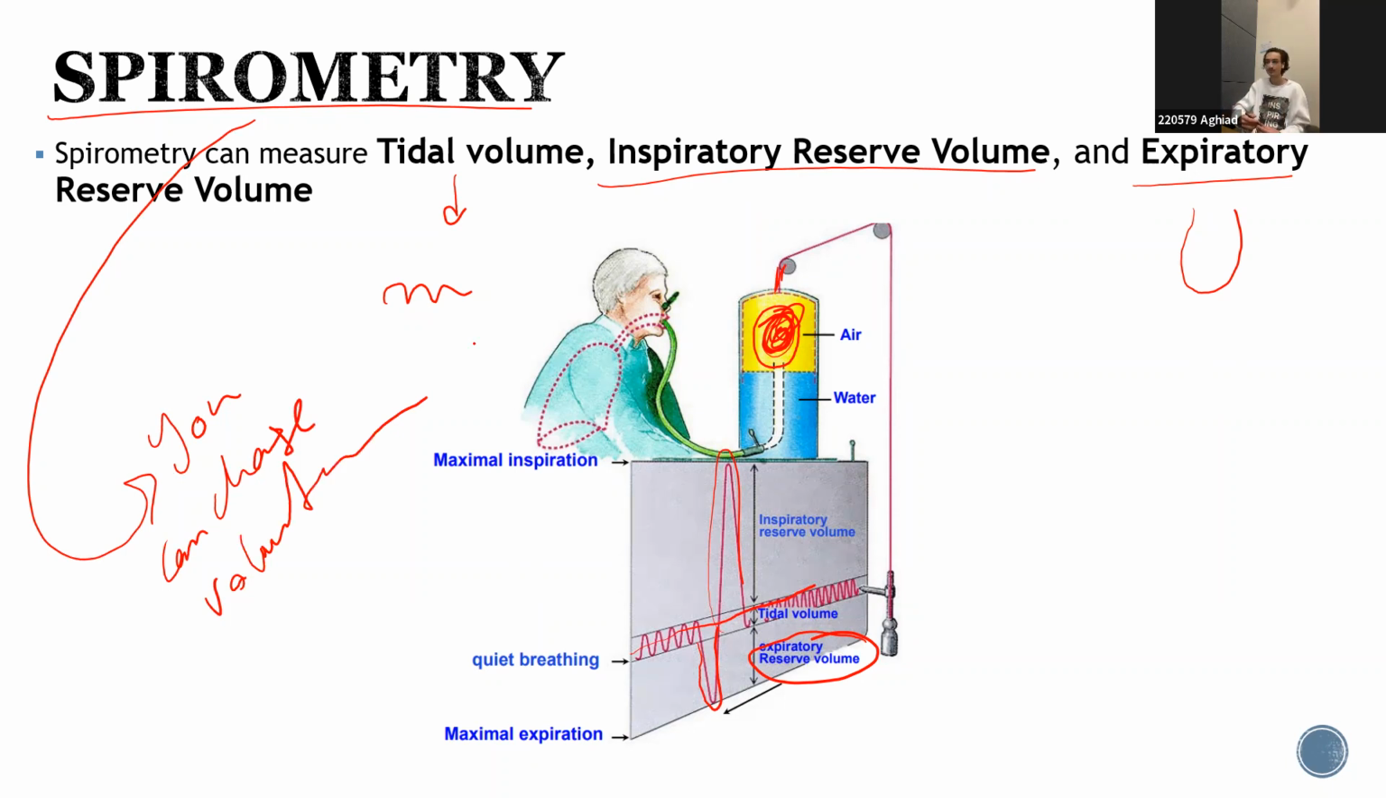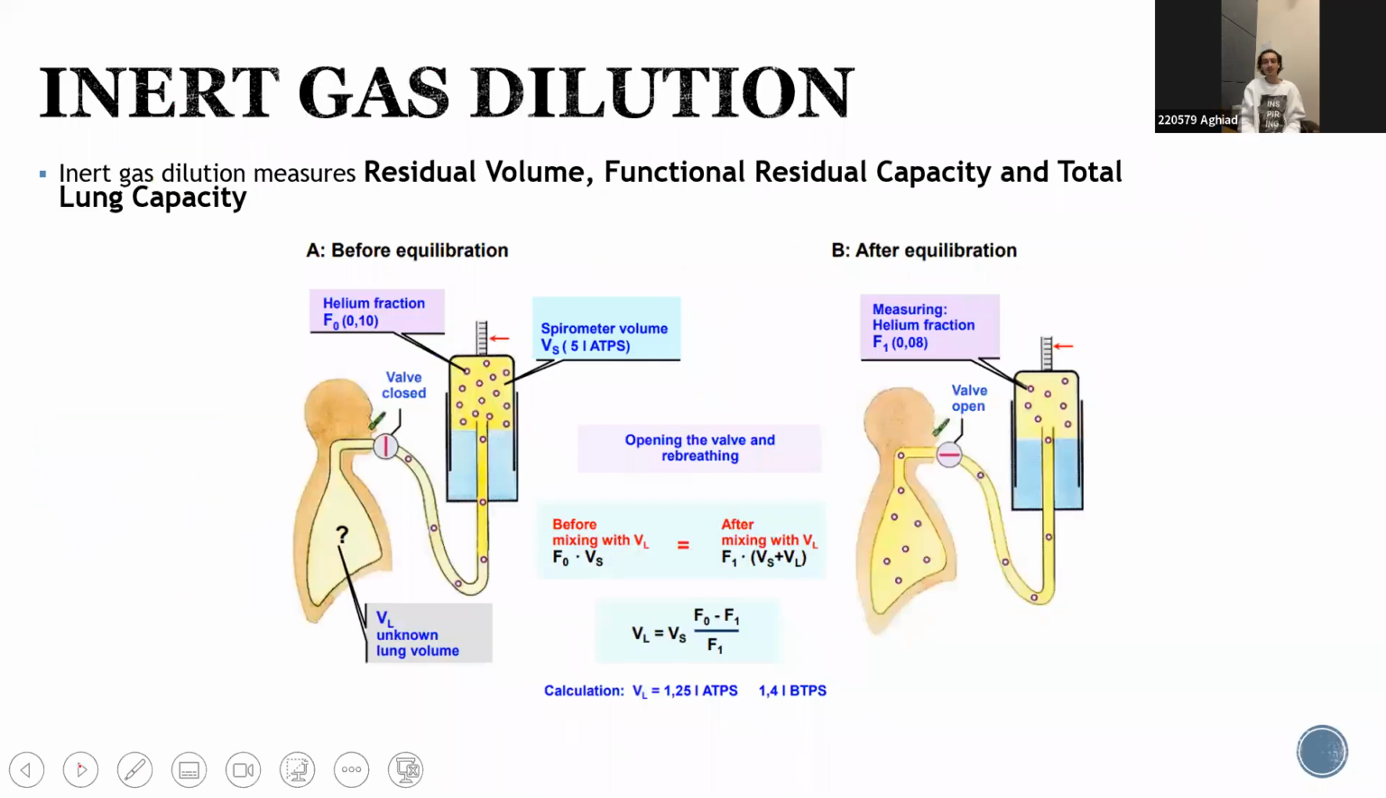But some of you should have asked, what about residual volume? How did we discover that? How do we get to know the amount of residual volume if we can never change it? We can't ever get it out of our lungs. That is done through a method called inert gas dilution. Inert gas dilution measures residual volume, functional residual capacity (FRC), and total lung capacity. Obviously, if you don't know the residual volume, you won't know the total lung capacity.